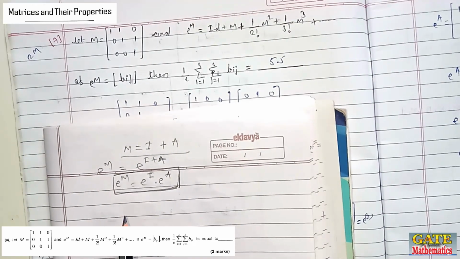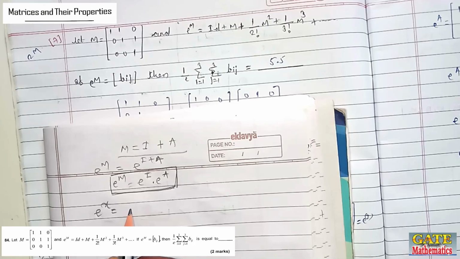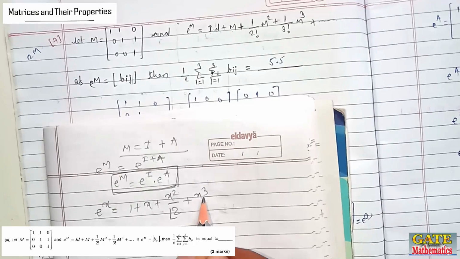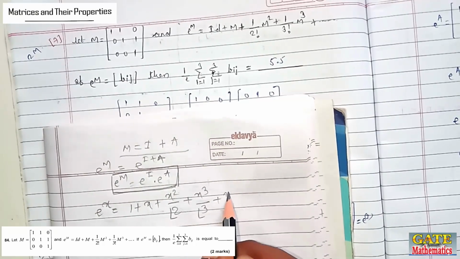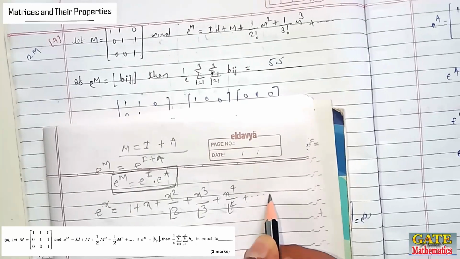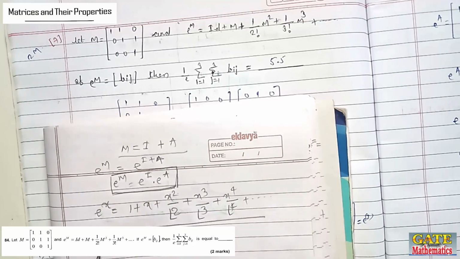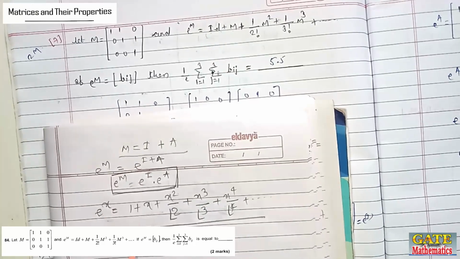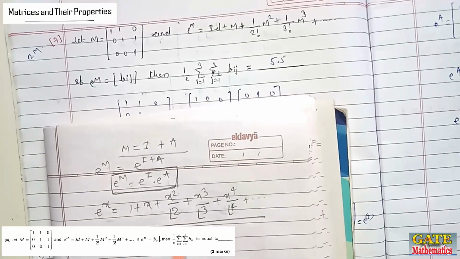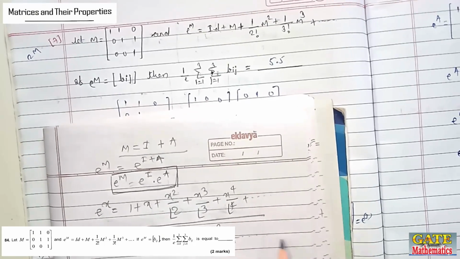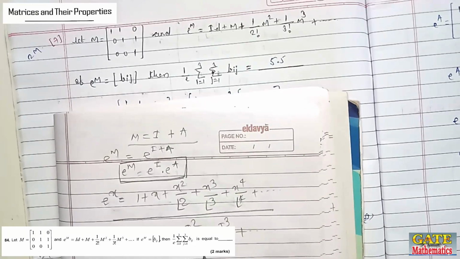We know the expansion for e to the power x: 1 plus x plus x square by 2 factorial plus x cube by 3 factorial plus x to the power 4 by 4 factorial and so on. This is the expansion for e to the power x. Comparing with e raised to I, we replace x by I: 1 plus I plus I square by 2 factorial plus identity cube by 3 factorial plus so on. This way I expanded e raised to I.